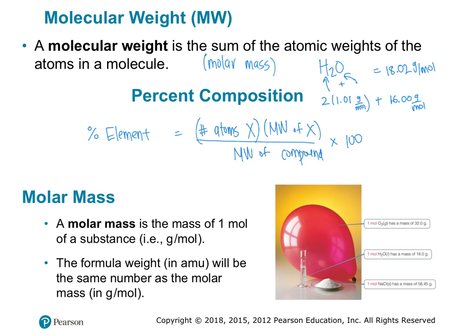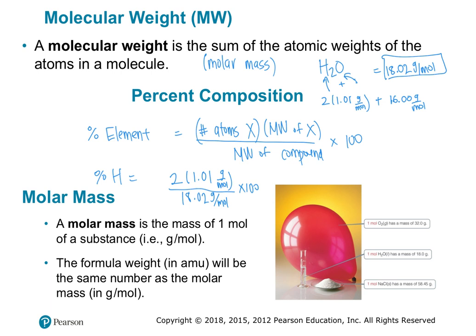So for water up there, if I wanted to find out the percent of hydrogen, I have 2 hydrogen atoms, multiply by the molar mass of hydrogen, 1.01 grams per mole, divide by the molar mass of water, so 18.02 grams per mole, and then times by 100. So that would be the process of finding out how much of water is made up of hydrogen.